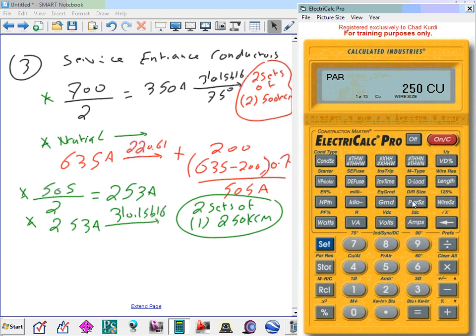We came up with 250 copper and 500 KCM copper for the service. Let me repeat it one more time. Before you start any other, hit clear, clear, clear, clear. Now I'm going to do the 505, right? 505, hit amp because these are amps. So make sure they're 505 amps. Then how many sets do you want to parallel? Two sets, hit two. And then hit parallel size, 250 KCM. Cool? So that's in terms of conductor size.